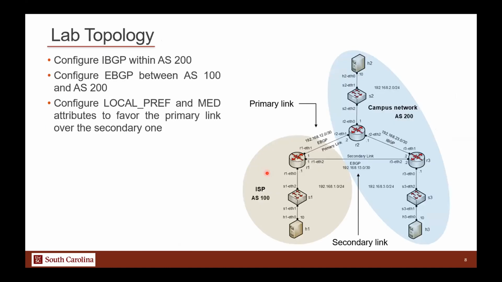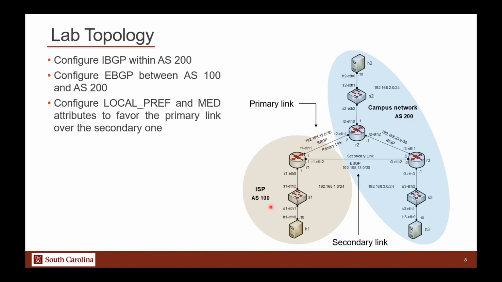This is the topology. You have two networks, two autonomous systems. The ISP has autonomous system 100 and the campus network has autonomous system 200. And as you see here, they're connected through a primary link and a secondary link. Our goal is to route all the traffic exchange between these two autonomous systems through the primary link, unless this primary link fails, so that's when the secondary link comes in handy.